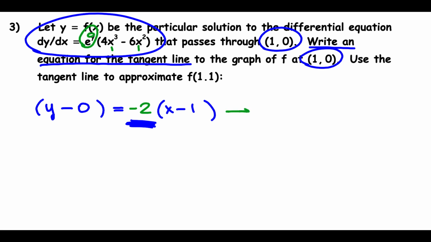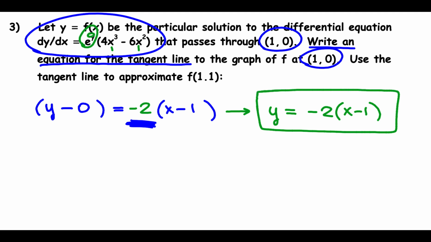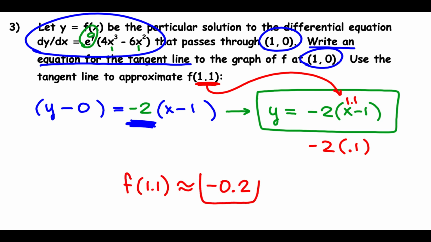Let me just bring it over here and neaten it up a little bit. So that's perfectly fine. That's the tan line. That's the first part. And then it says use the tan line to approximate f of 1.1. The reason I left it factored is I think it's easier just to plug the 1.1 in there. Makes the parentheses 0.1, times negative 2. That's going to be negative 0.2. And there you have it. Number 3.